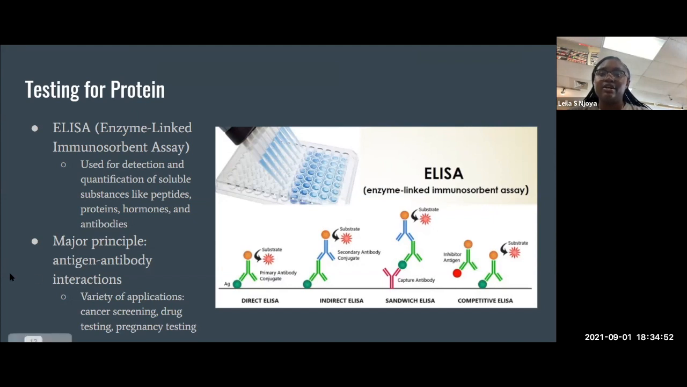So this is just a good method for protein detection, and it's used a lot in clinical research. So we thought this would be interesting.